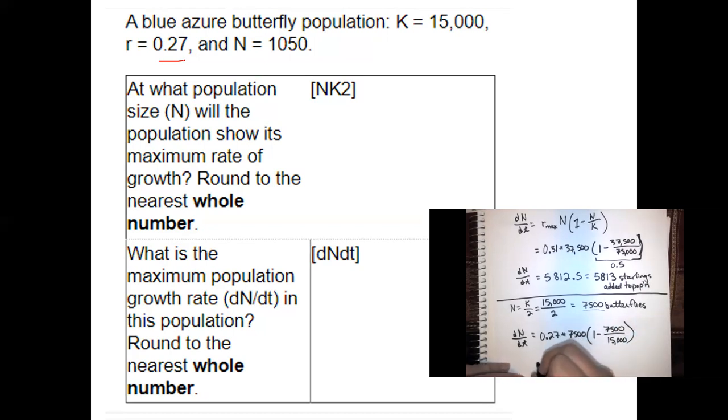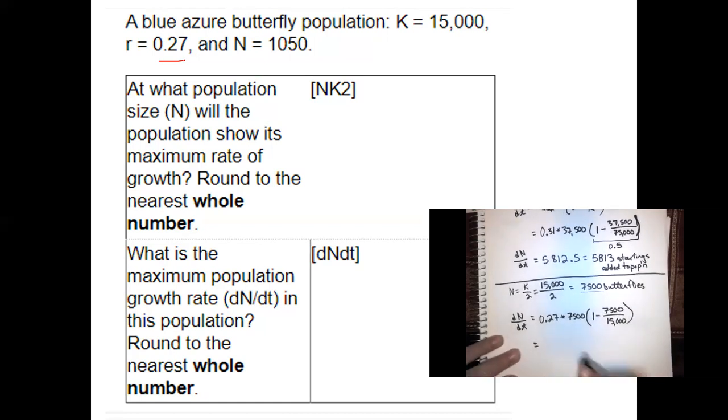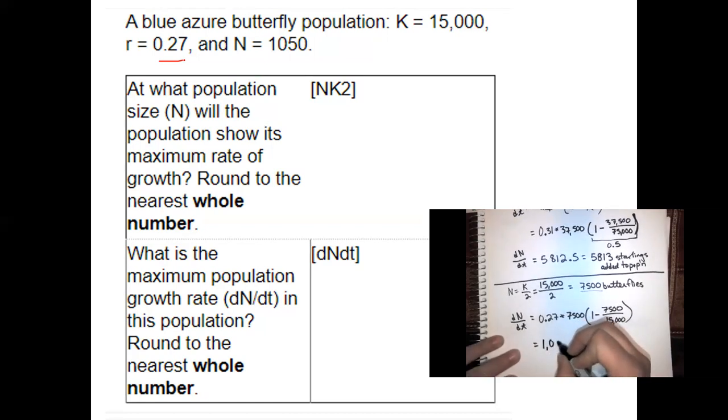If we bash these numbers together, we get 1,012.5 butterflies. So really what we want to round to the nearest whole number is 1,013 butterflies. And again, what this is actually telling us is 1,013 butterflies are added to the population when it is growing the fastest. Again, I hope that that cleared up any misunderstandings about this particular type of problem.